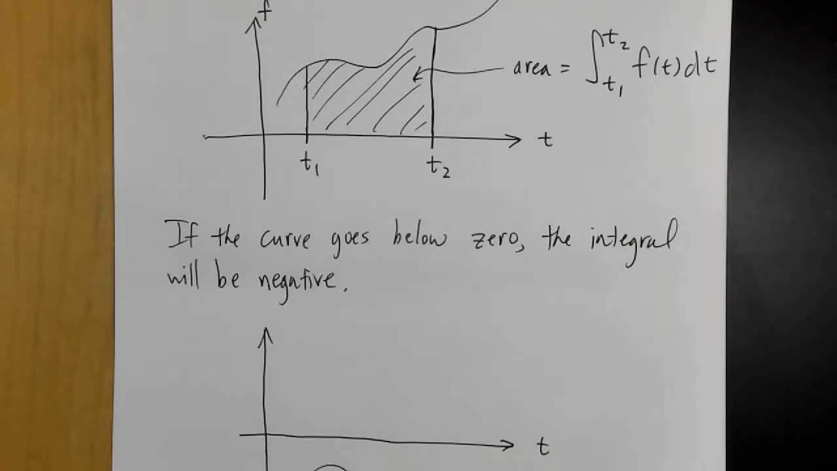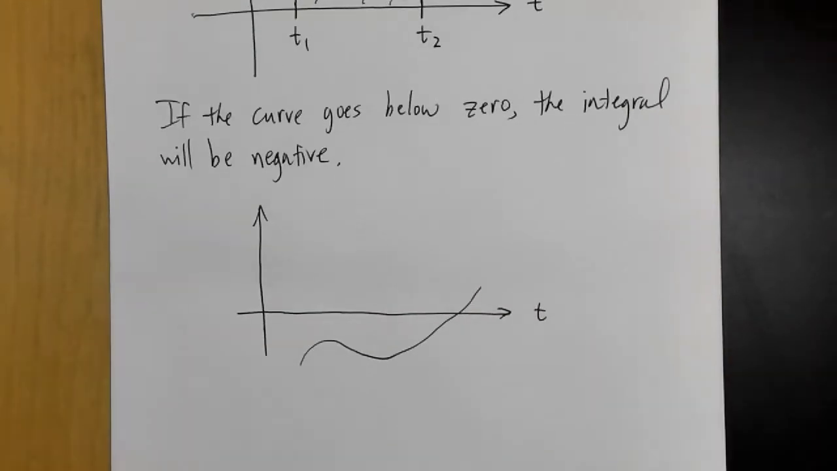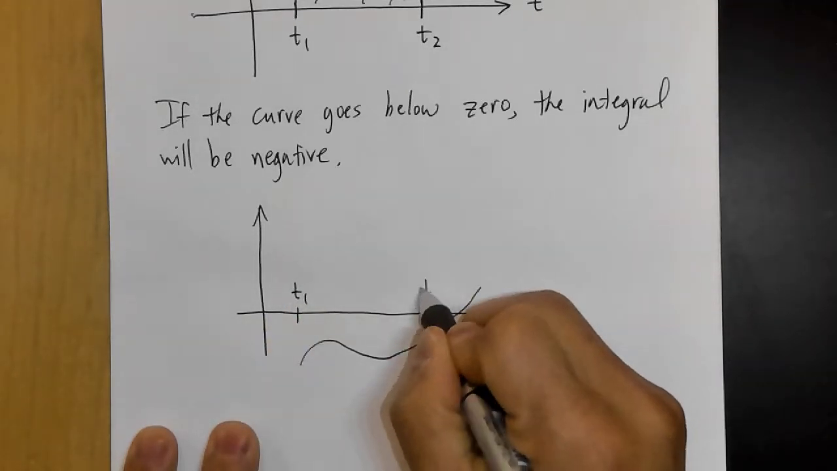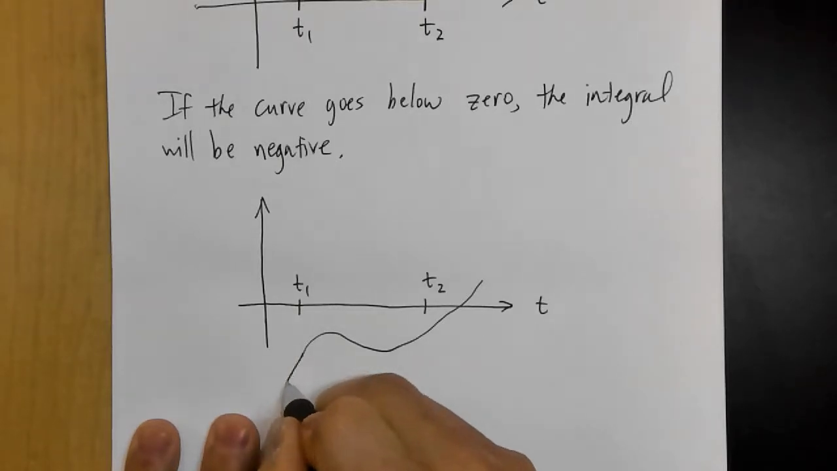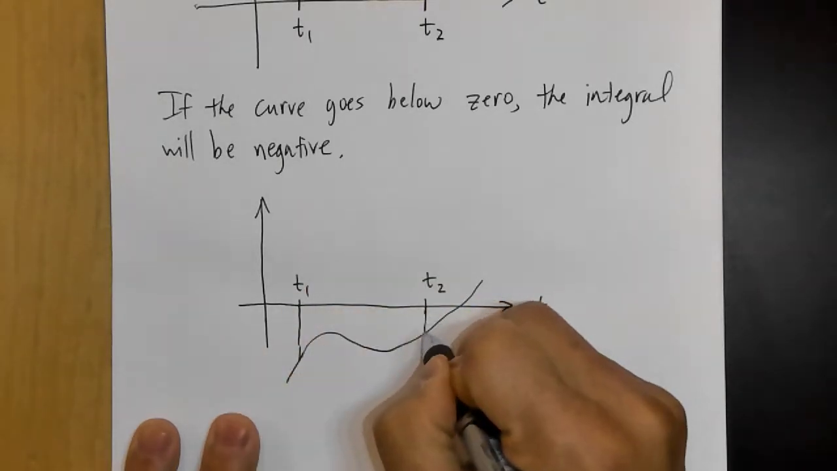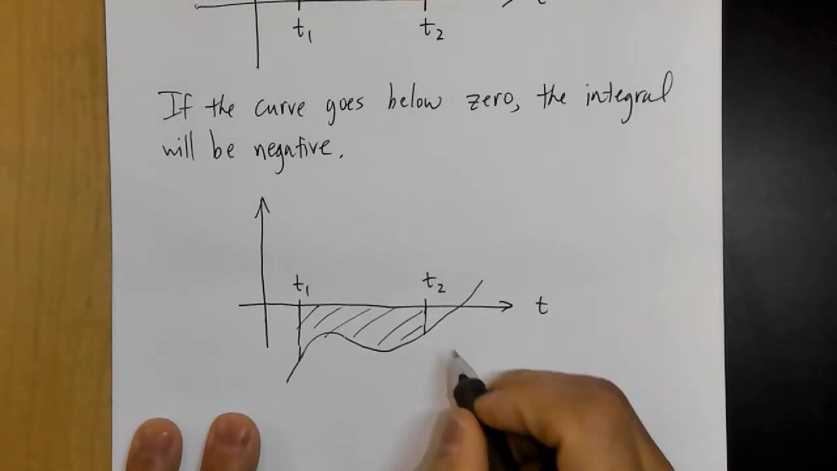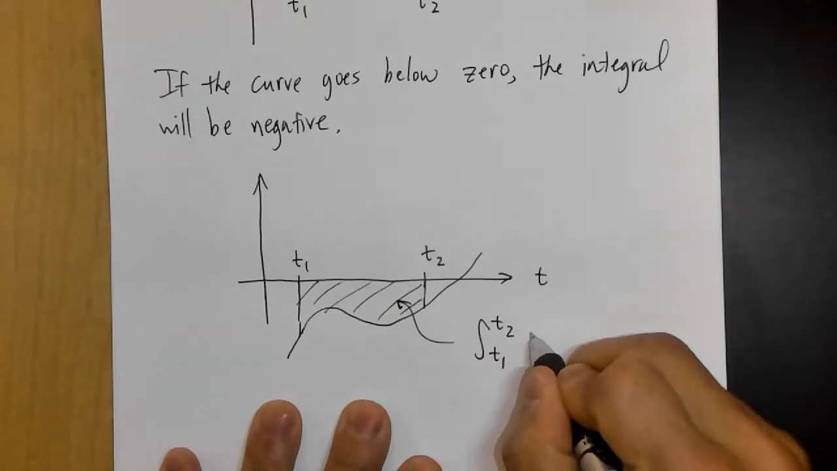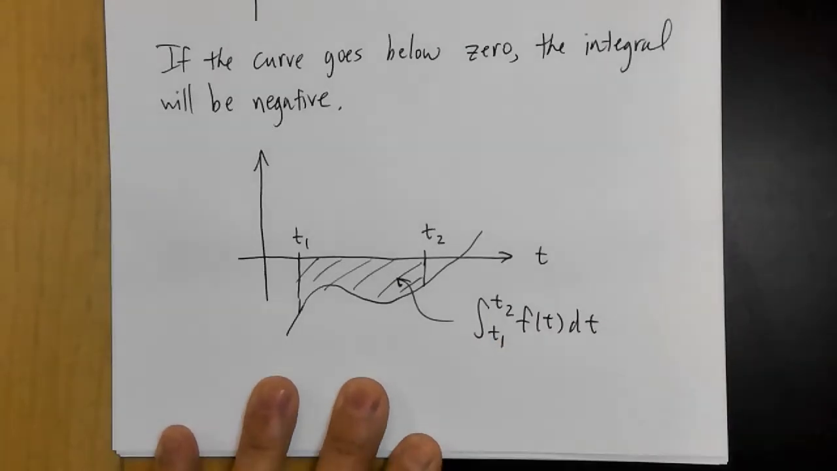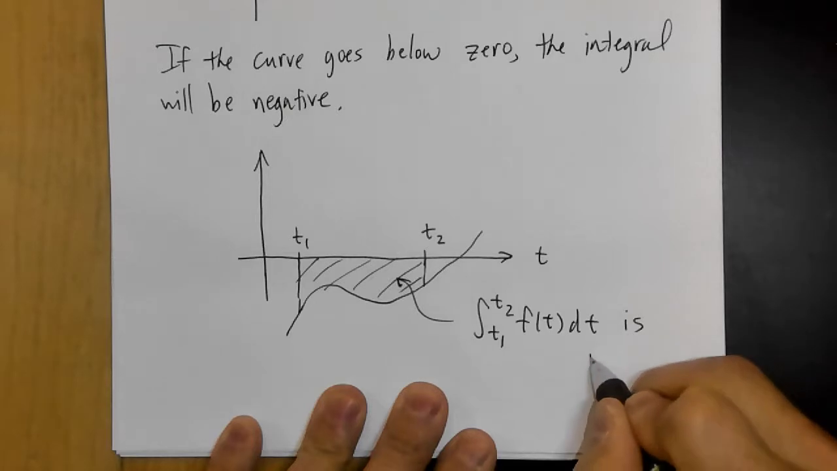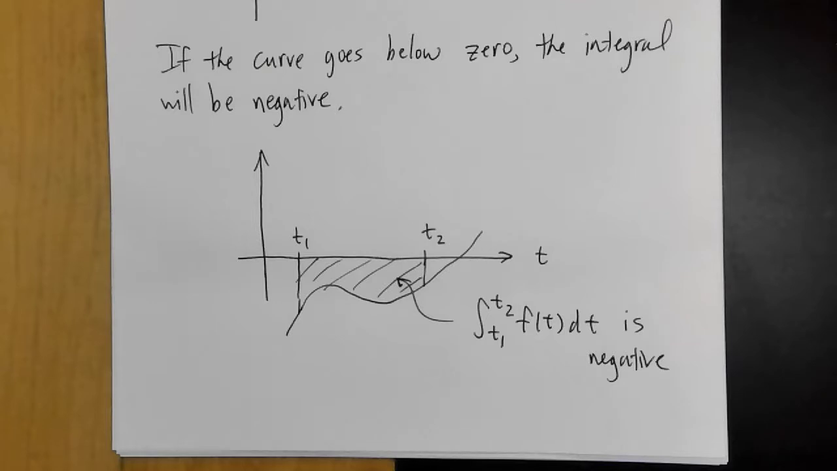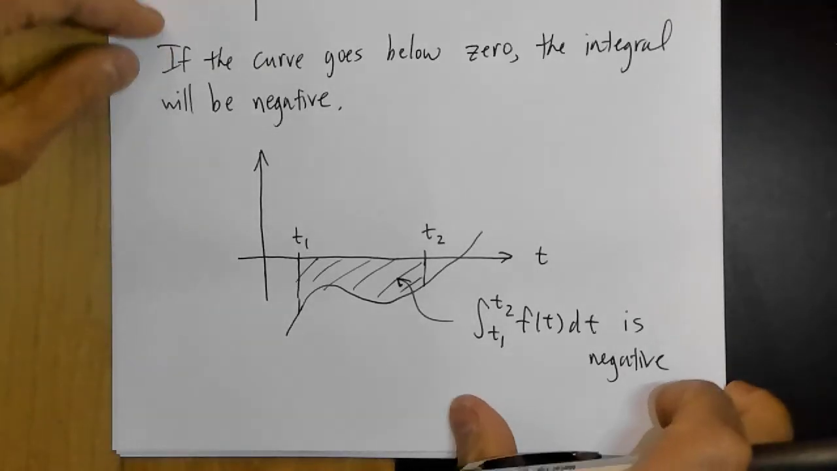So if I have this curve here, T1, T2. Let's make this go a little further. And then I have this area here. Okay, so this integral from t1 to t2, f of t dt, and this region is negative. It's still going to be the area under the curve, but you put a minus sign because it's on the other side. Okay. Any questions about this?